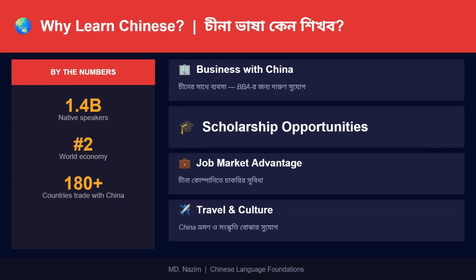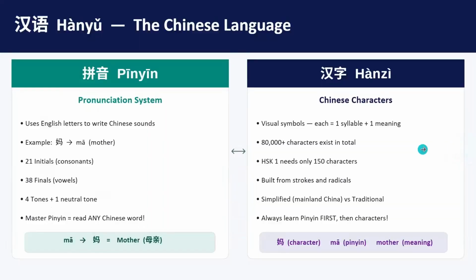Many people believe Chinese is impossible to learn, but that's not true. Chinese grammar is actually much simpler than English in many ways. If you practice consistently, you can learn it step by step. So now let's understand the Chinese language foundation. There we can see one is the pronunciation system and another is Chinese characters.